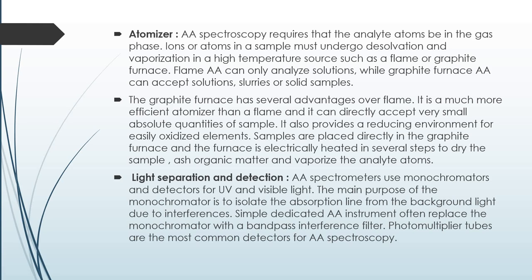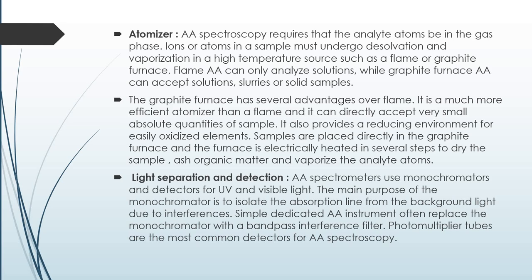entering the flame. The graphite furnace has several advantages over a flame. It is a much more efficient atomizer than a flame and it can directly accept very small absolute quantities of sample. It also provides a reducing environment for easily oxidized elements. Samples are placed directly in the graphite furnace and the furnace is electrically heated in several steps to dry the sample, ash organic matter and vaporize the analyte atoms.